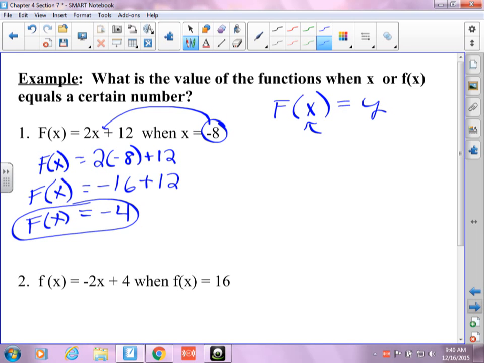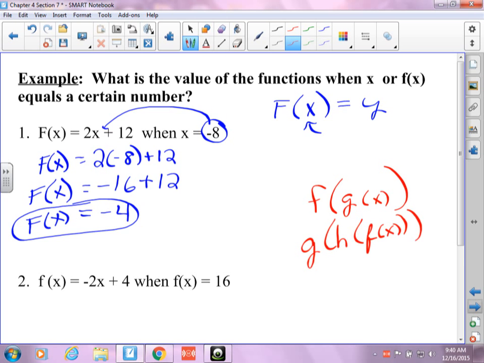And the reason is eventually in Algebra 2, you're going to have something like this, f of g of x. Great. And you're going to see g of h of f of x. What does that even mean? And you're going to put functions into other functions. But that's Algebra 2. Well, it's not so bad, and you'll be fine. I'm just laying down the groundwork.